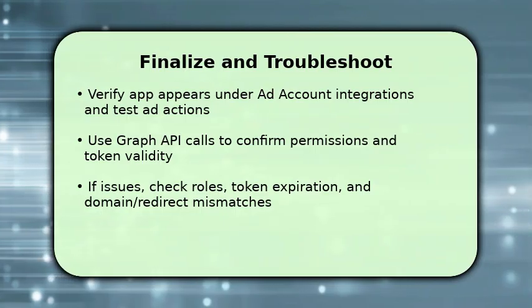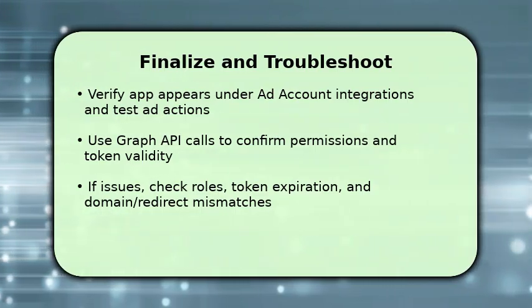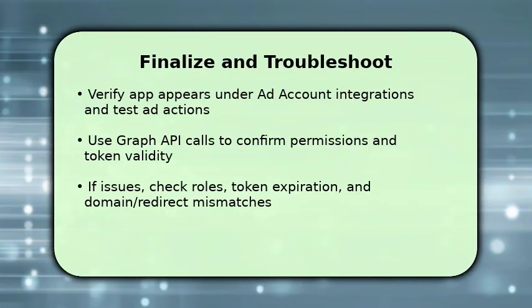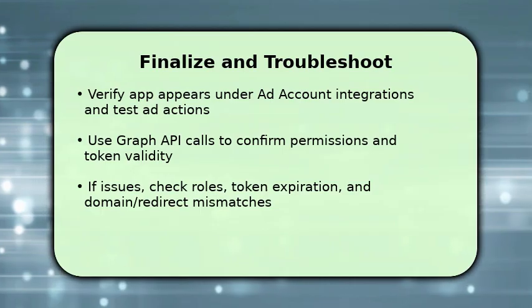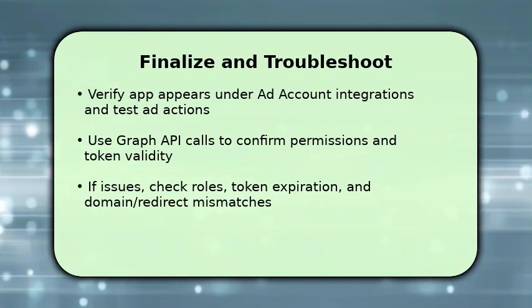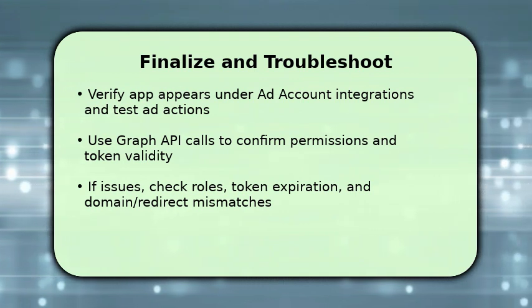If something breaks, first confirm the Business Manager role assignments and that the access token hasn't expired. Next, ensure the app domain and OAuth redirect exactly match settings in the developer portal. Finally, rerun permission grants after fixing any domain or role mismatches.